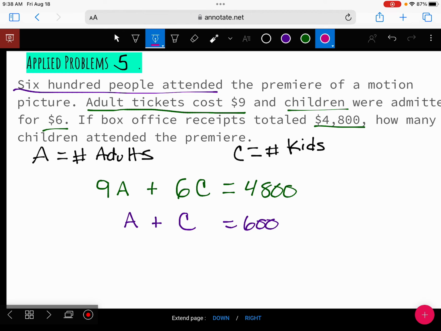-9 or -6. Unfortunately, not 8. So if I want to cancel out the A's, I can multiply by -9. If I want to cancel out the C's, I can multiply by -6. Or if I like those numbers better, because I'm more comfortable with my 6's. Since we know we're looking for how many children, right? Let's cancel out the A's, because I don't care about the adults. I've only asked about the children. So as a shortcut, so I don't have to do extra work to go find the number of kids, let's cancel out the number of adults, which means I'm going to multiply this whole equation by -9.